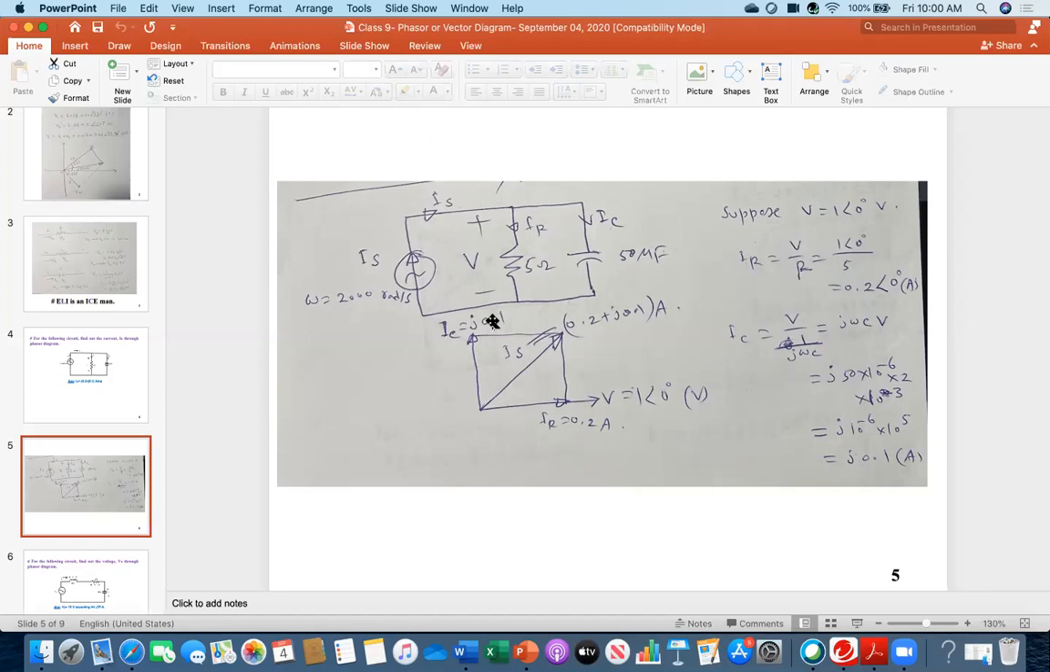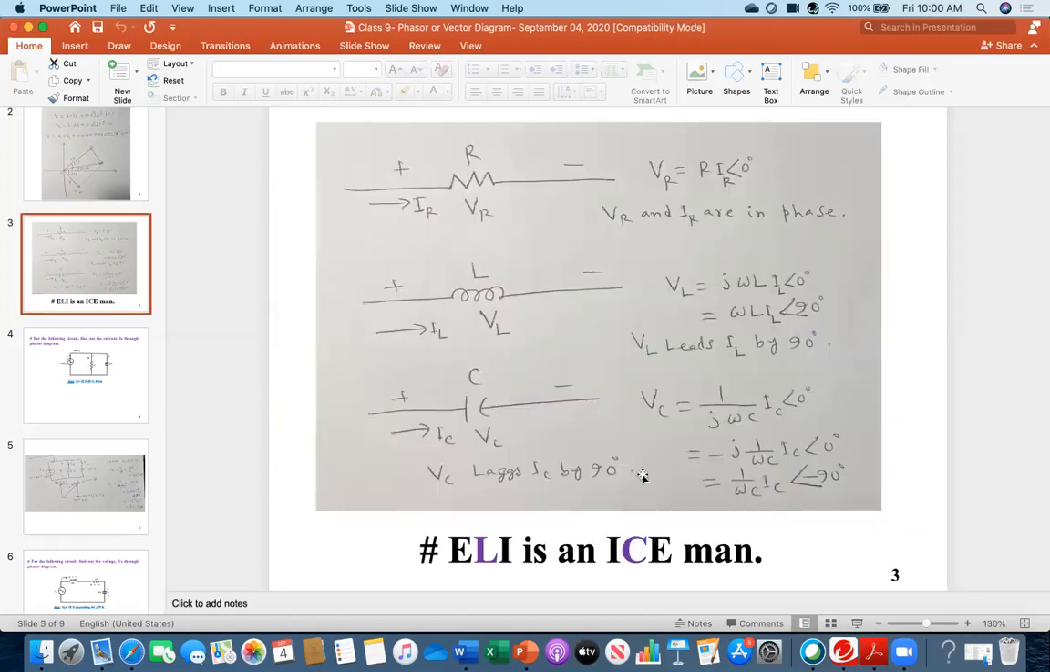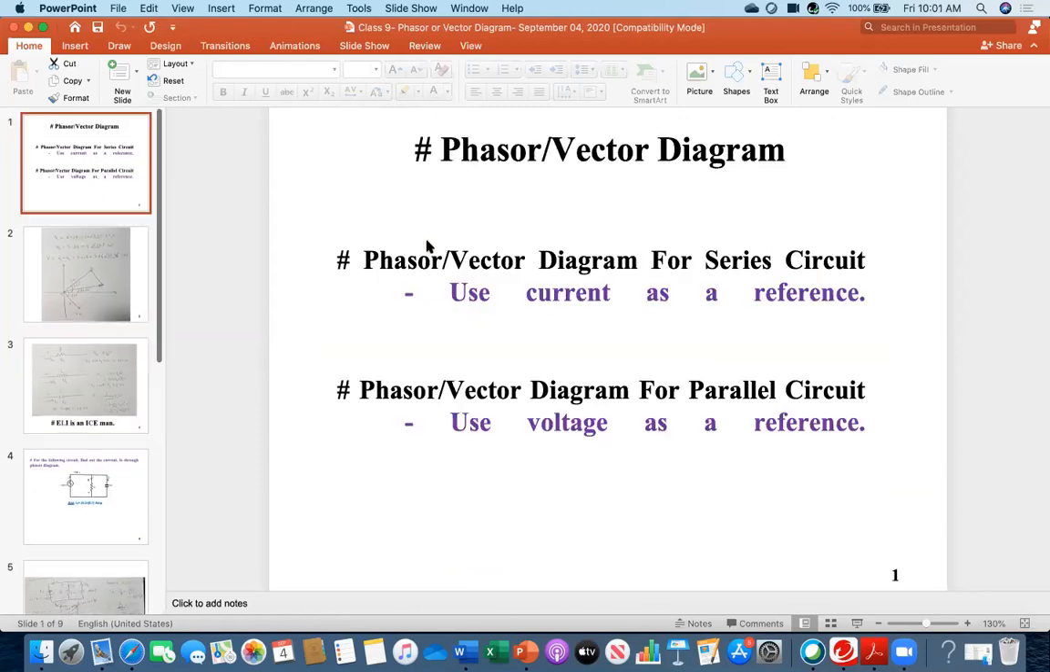You see, IC is J 0.1, IR is 0.2. It has angle 0 degree. So then you just sum up. This is your resultant IS. So the resultant is just this number and this number. So everybody, do you understand this one? Yes, great. So just look at those things that I concluded here, and that will make sense. And then that is my start point.